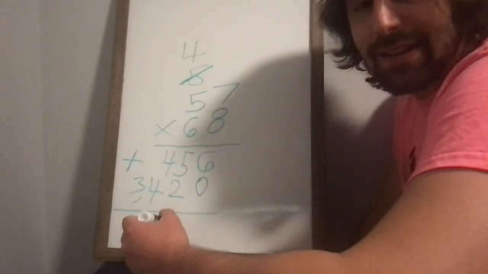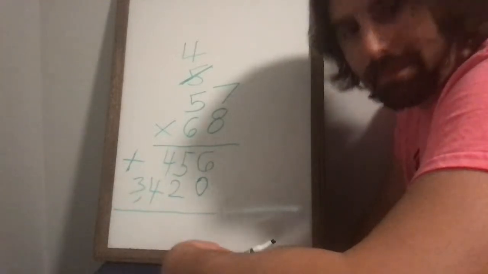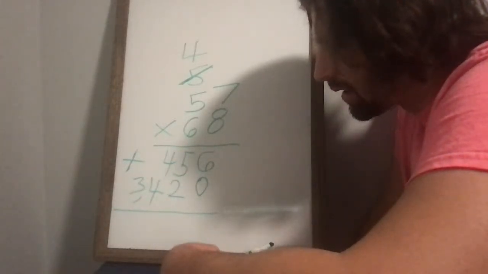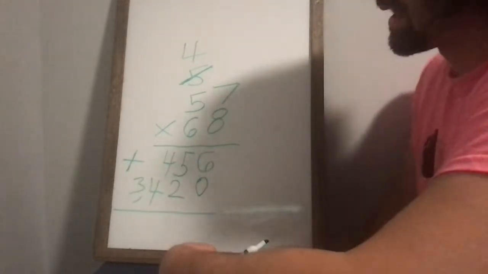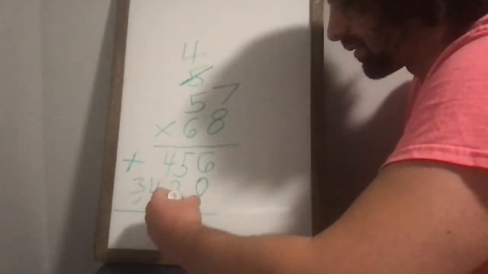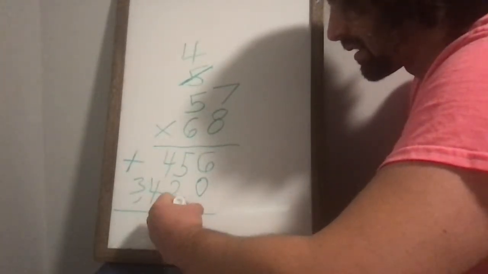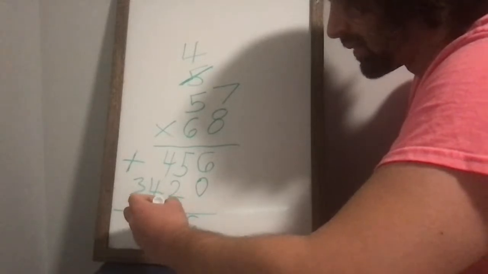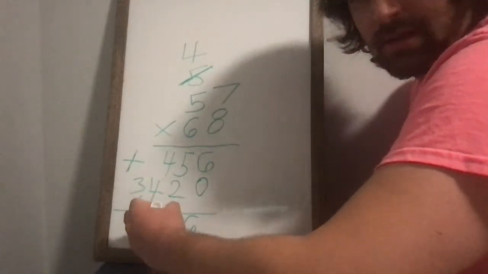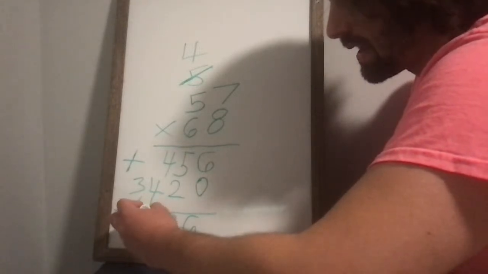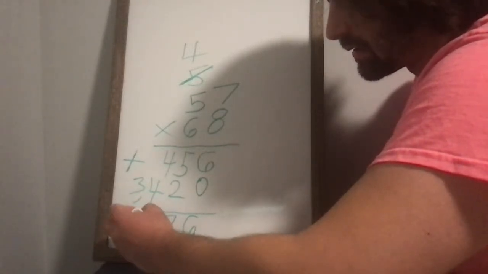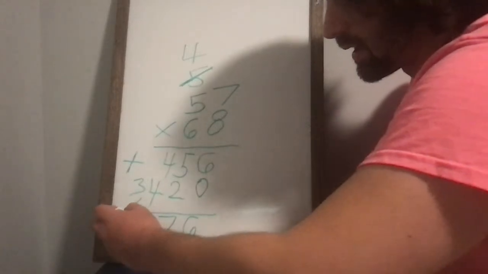And now the final step, we have to add up these two numbers to get our final answer. 456 plus 3,420. So 6 plus 0 equals 6. 5 plus 2 equals 7. 4 plus 4 equals 8. And 0 plus 3 equals 3.